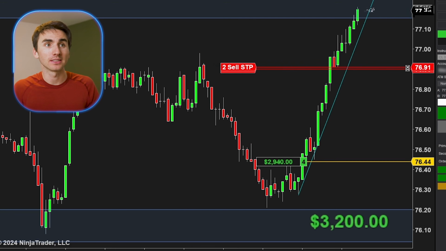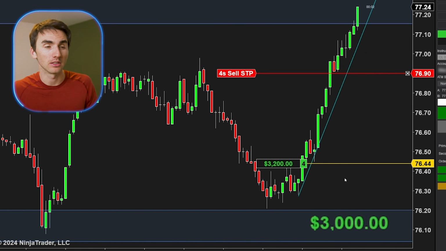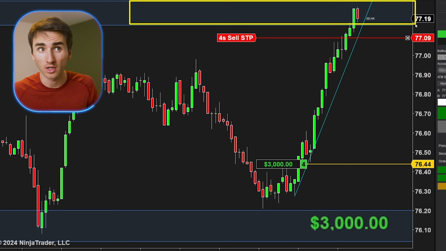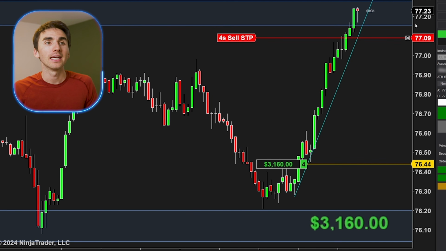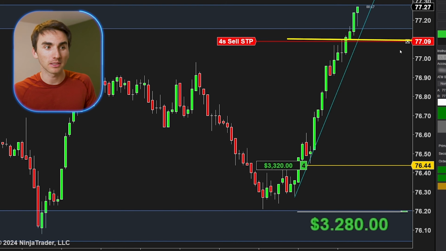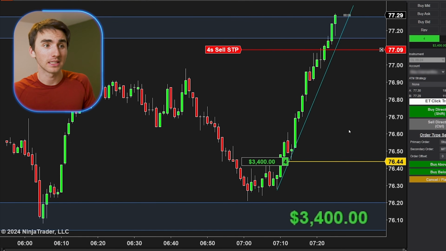My target here, you can see now that we're getting up to here, we're in a support level that I've drawn previously in the chart. And that's where I'm gonna expect things to slow down. And so you can see I've moved my stop loss up here. We're up a lot more money now.